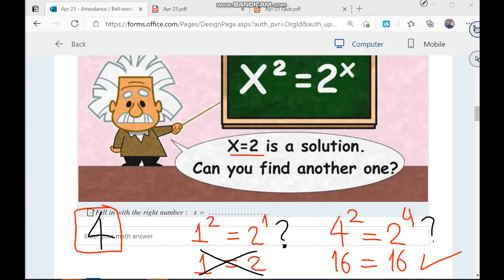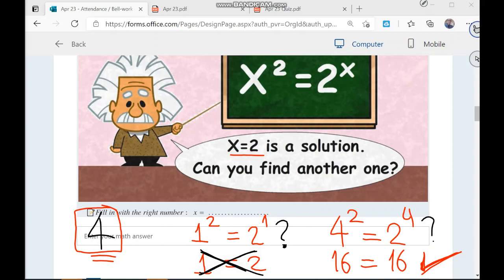So we are checking. We check that 1 is not a good solution because 1 does not equal 2. No, this is not right. We check that 4 squared is equal to 2 exponent 4, 16 equals 16. Right. So 4 is a good solution. 4 is a very good solution. I told you this has at least three solutions.